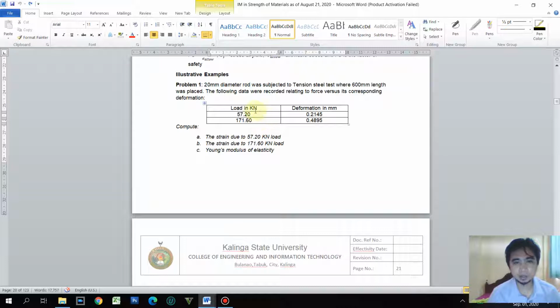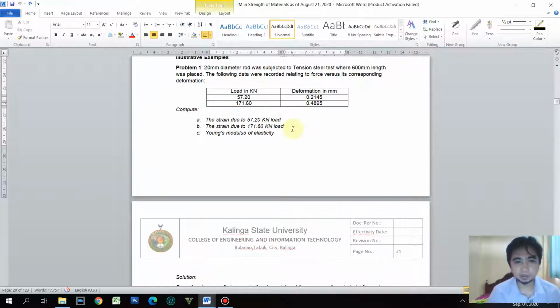at 171.6 loading, we have a deformation of 0.4895 millimeters. So it is required that we compute for the strain due to the 57.2 and 171.6 kilonewton load. At the same time, we will get the Young's modulus of elasticity.